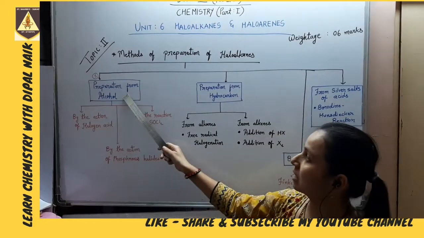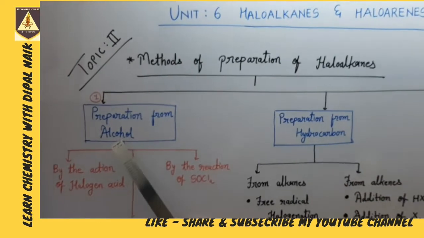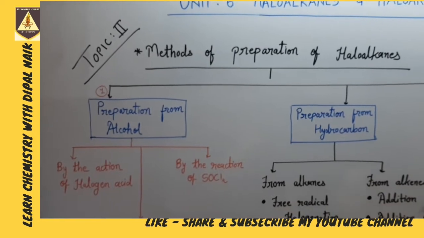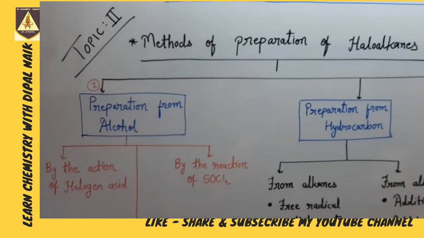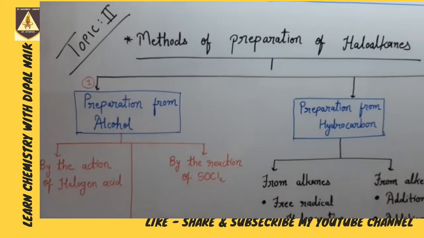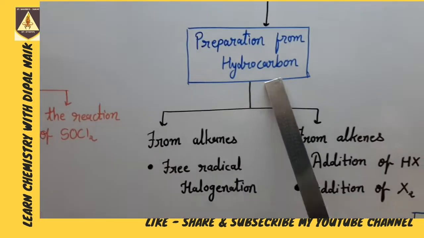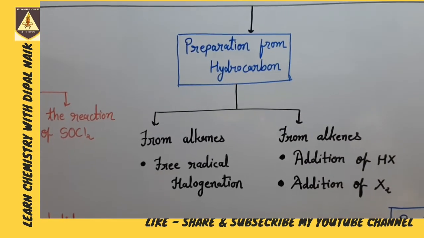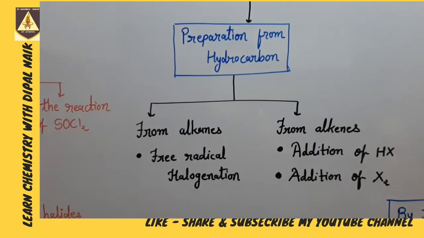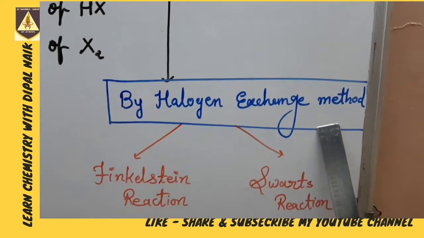The very first method to prepare haloalkane is from alcohol. Here alcohol is the starting material and this is the most likely reaction to prepare haloalkanes because alcohol is very easily available and very cheap. Second is the preparation from hydrocarbon. This reaction is very important and requires many drastic reaction conditions, but it is also very interesting to study. The third one, by halogen exchange method.